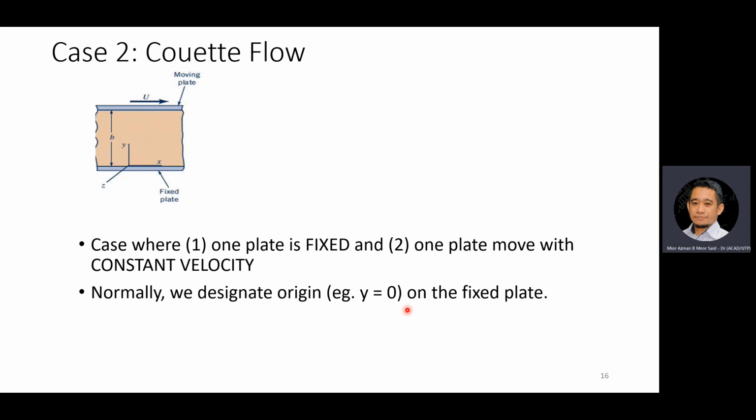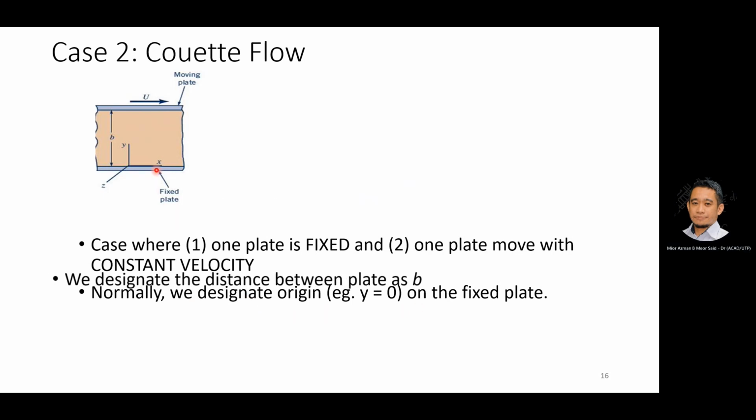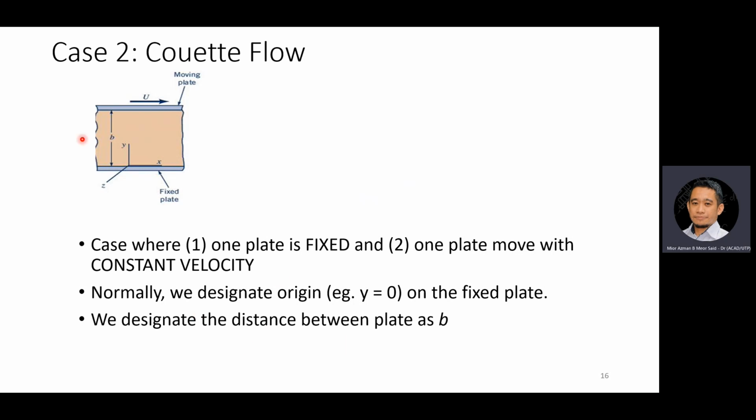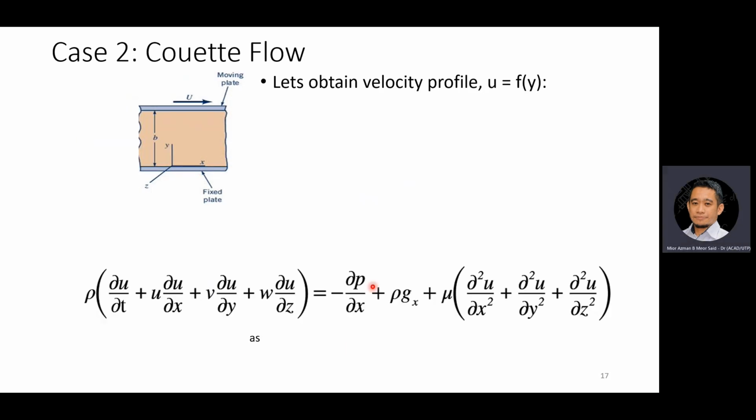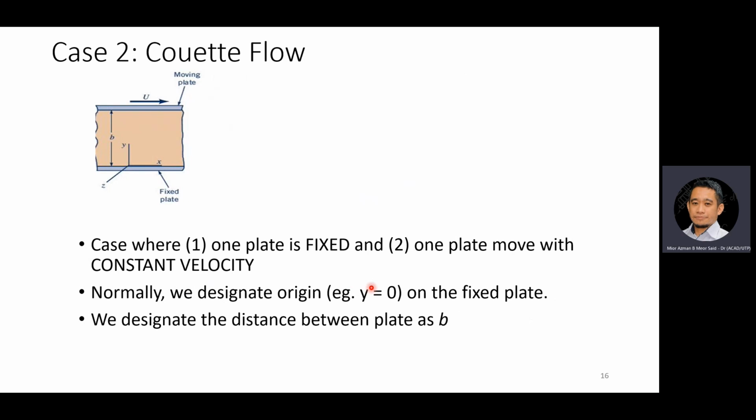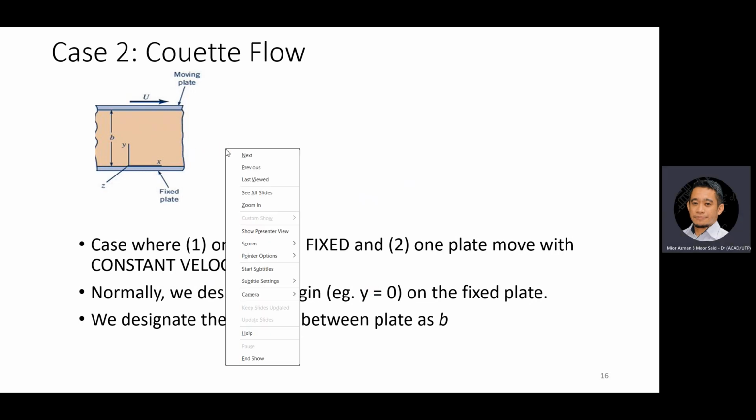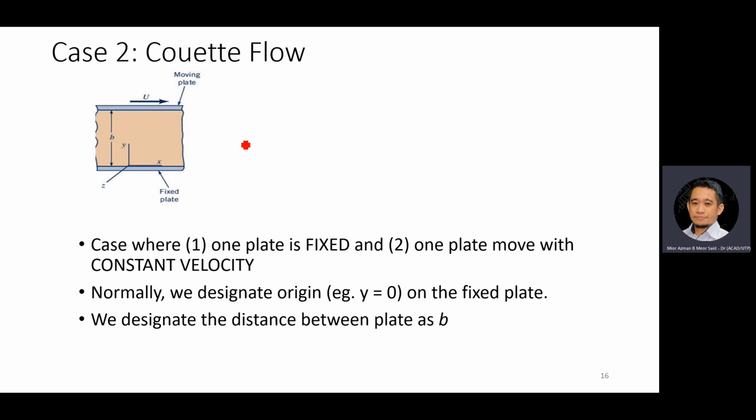So normally we designate the origin y equals 0 on the fixed plate, and we designate the distance between the plates as b. Okay, so now we shall take a look at how we can use the Navier-Stokes equation to find the expression of the velocity u, which is the velocity profile for this particular condition, which is Couette flow. So one fixed plate and one moving.